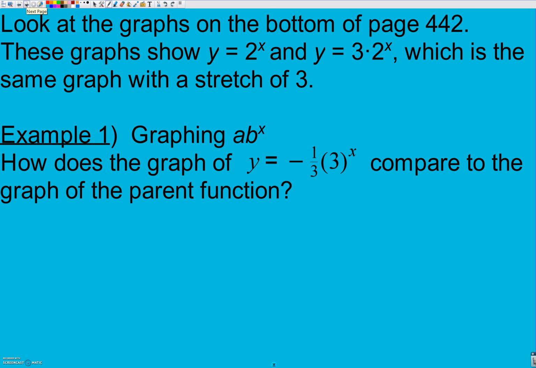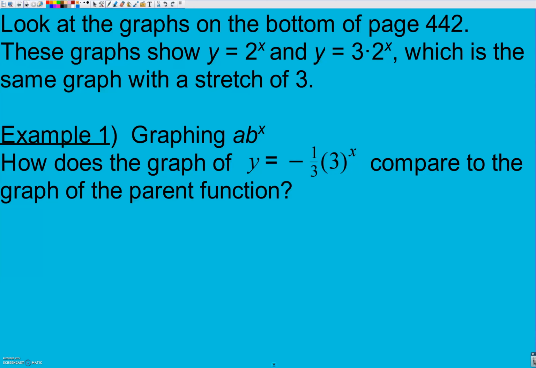So if we look at the graphs on the bottom of page 442, we have two different graphs there. We have a red and a blue. The blue graph shows 3 times 2 to the x, and the red graph shows our original y equals 2 to the x power. So when we graph something times b to the x power, we can use our a value to graph that.